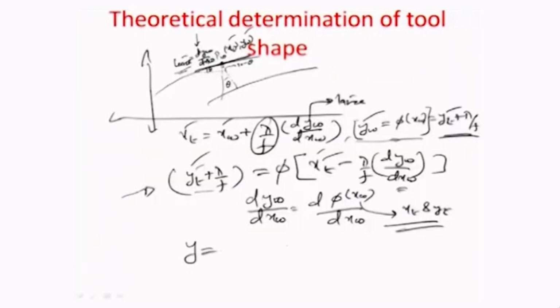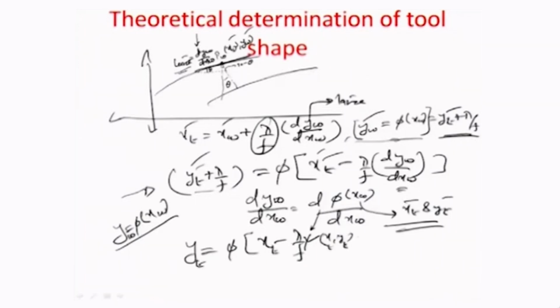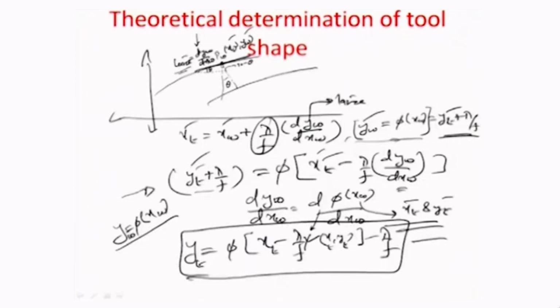So, therefore, the overall representation of a tool surface, provided we already have a functional relationship between the workpiece surface as yw is phi of xw, is given by phi x minus lambda by f, some function, okay, in terms of xt and yt of xy. These are all tool sides minus lambda by f. So, this is the whole mapping equation from the workpiece surface to the tool surface.